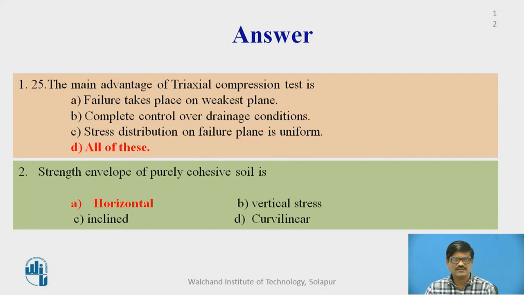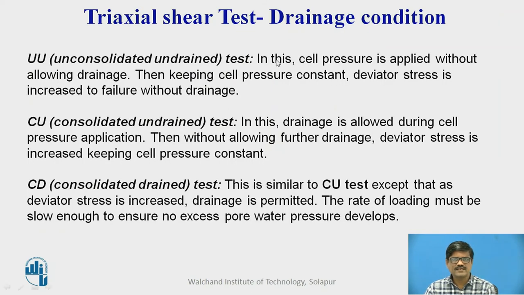therefore the strength envelope becomes horizontal. So these are some drainage conditions which are used in the triaxial test. In fact, this is an advantage of the triaxial test, because we can conduct the experiment under different drainage conditions. The three major drainage conditions are used. One is called the unconsolidated undrained test, that is UU. The second one is the consolidated undrained test, which is called CU. And the third one is the consolidated drained test, that is called CD.